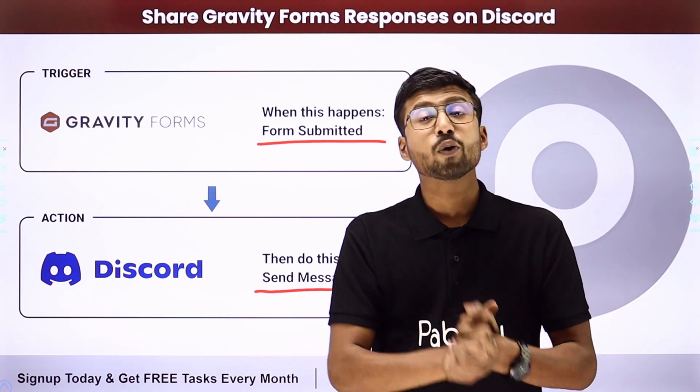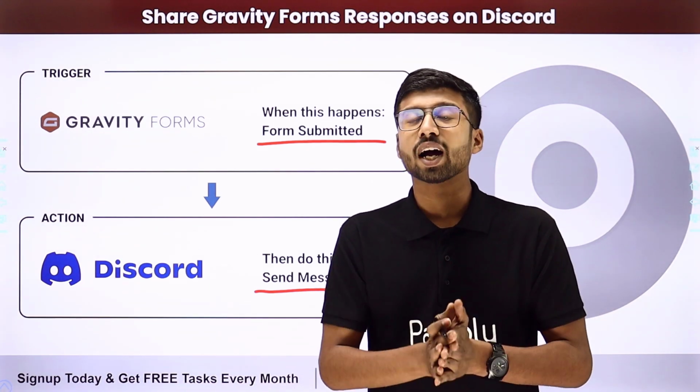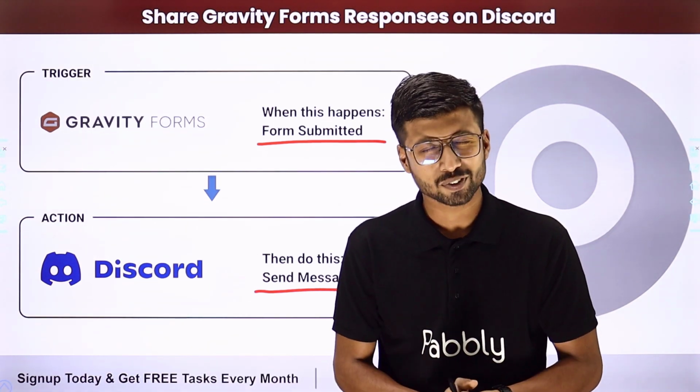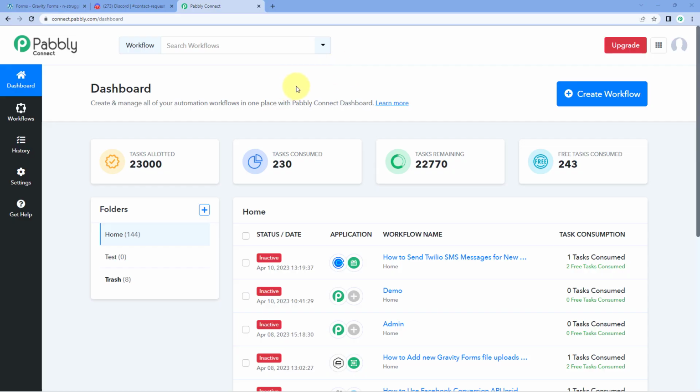Now, if you want to know how you can set up this automation, for that you have to come with me to my screen. So as you can see, here we are on Pabbly Connect's dashboard. To reach this dashboard, you will get a free sign-up link of Pabbly Connect in the description box below. By clicking on that link, you can create your free Pabbly Connect account in just 2 minutes.